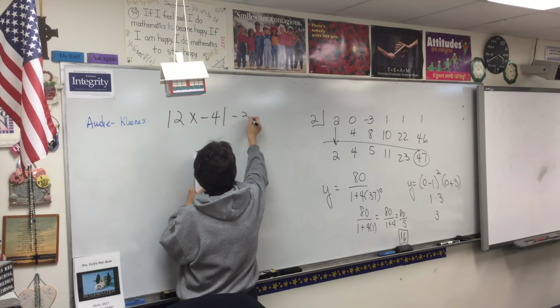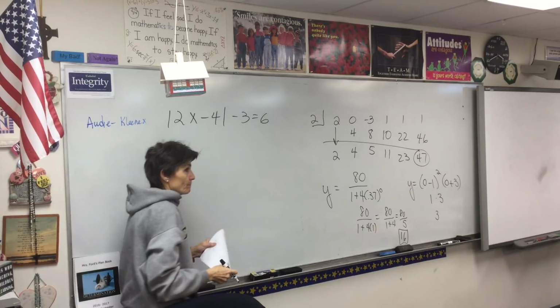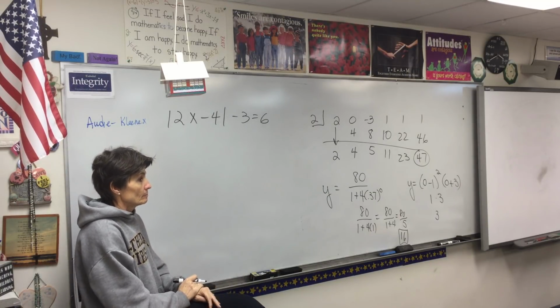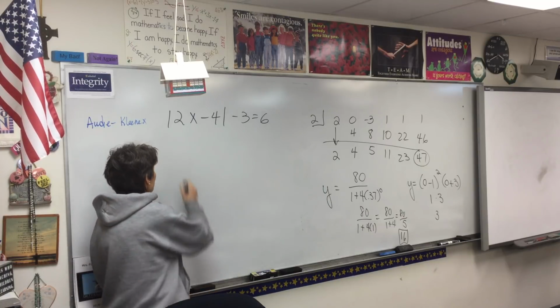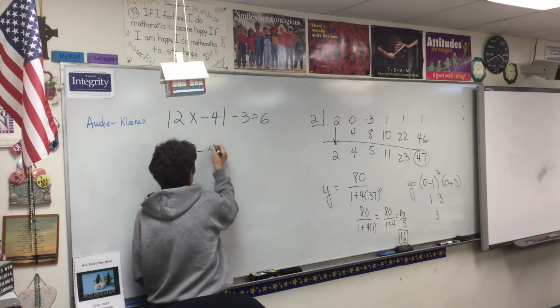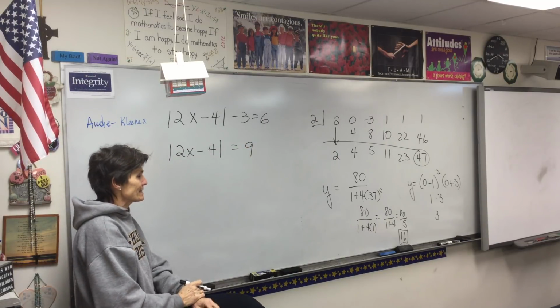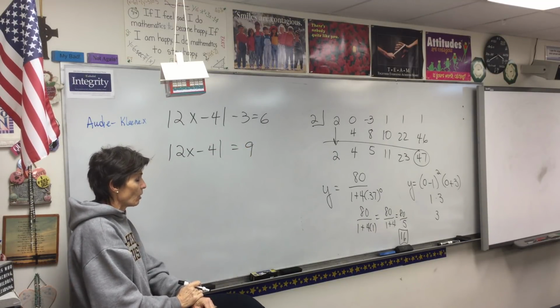Alrighty, so now we've got an absolute value equation. Now, what are you going to do first? Add 3. You're going to add that 3. We want to try to get the absolute value all by itself. We call that isolating the absolute value. We want to get it all by itself.